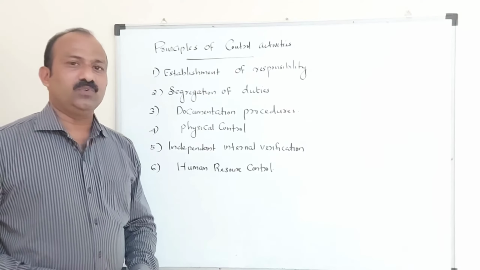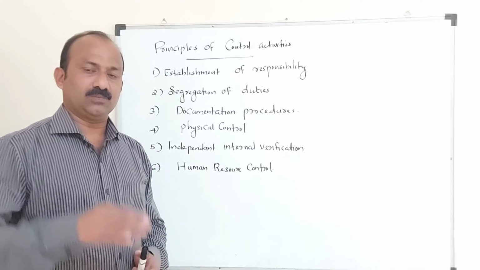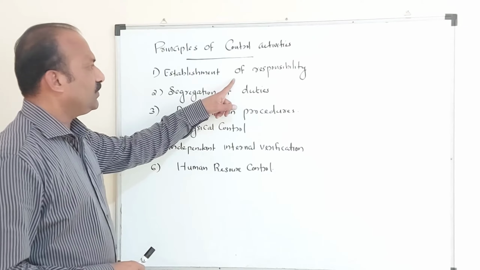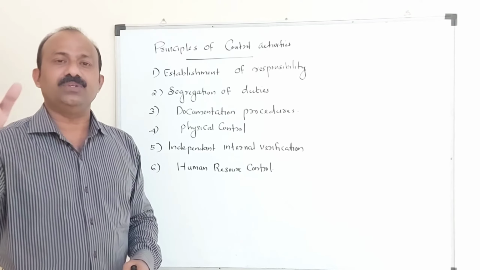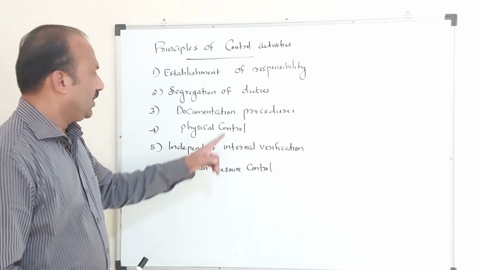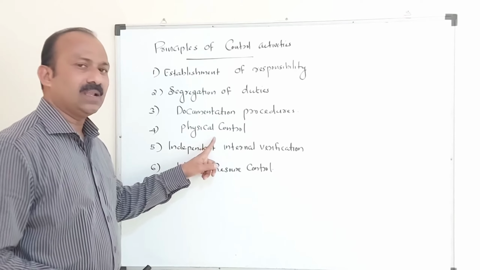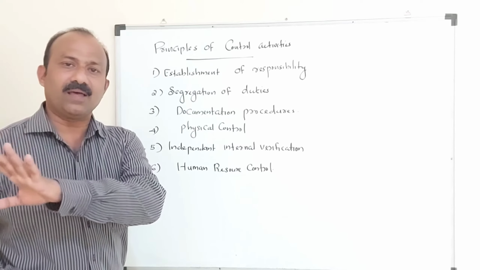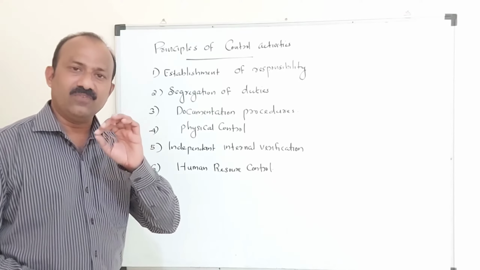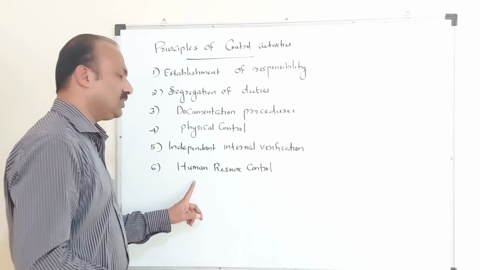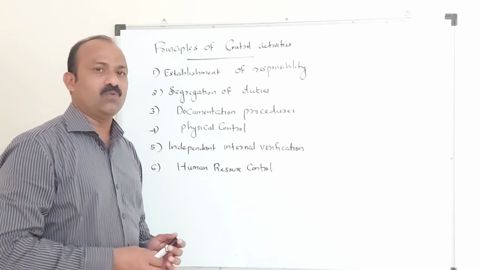What are the principles of internal controls? What are the main principles of internal controlling system adopted by the companies? Establishment of responsibility, segregation of duties. You have to segregate the duties of the people in the organization. Documentation procedure. For all the documentation, there should be a proper procedure. Physical control over all the assets and other important matters of the company. Independent internal verification. You have to independently verify all the documents of the organization. Then human resource control.